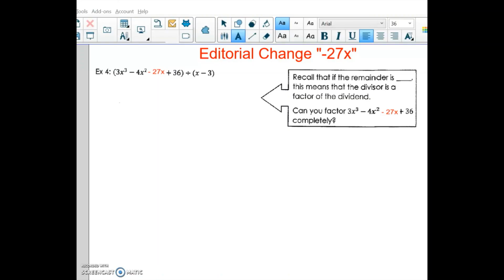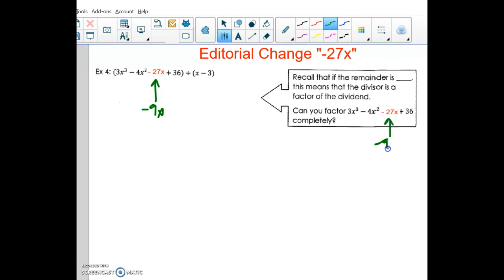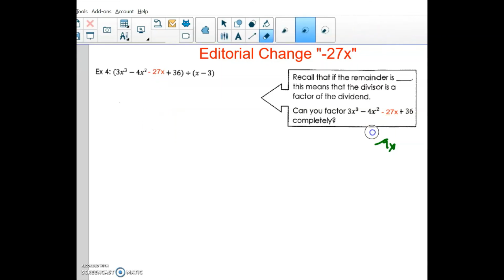Okay, so here on example 4, we have a slight editorial change that we need to make. Your example has a negative 9 right here. And it's also over here, negative 9x. But in order for this problem to do what we want it to do, we need to change this to negative 27x. So please make that change before we start this problem. Alright, so let's get started.